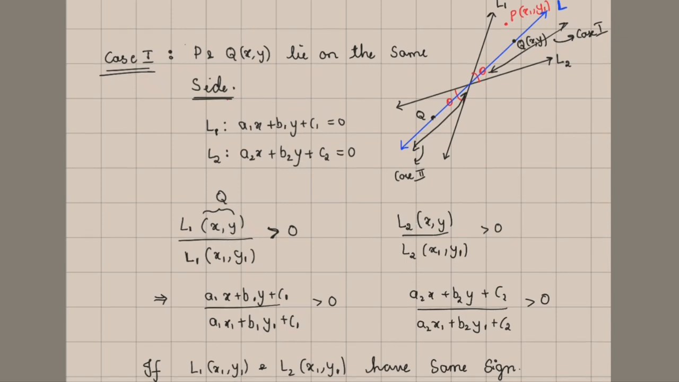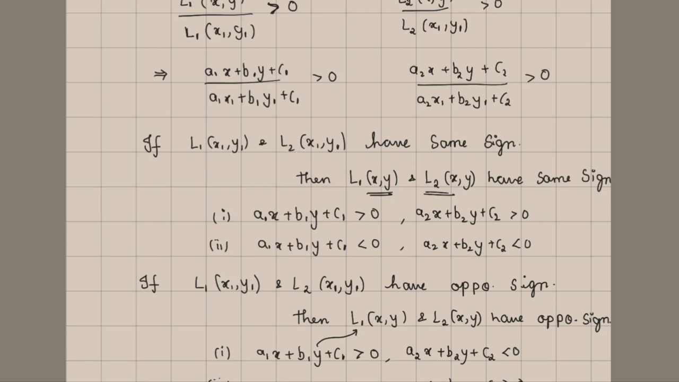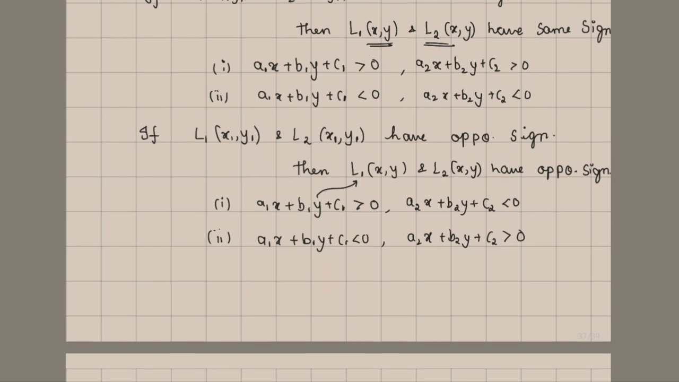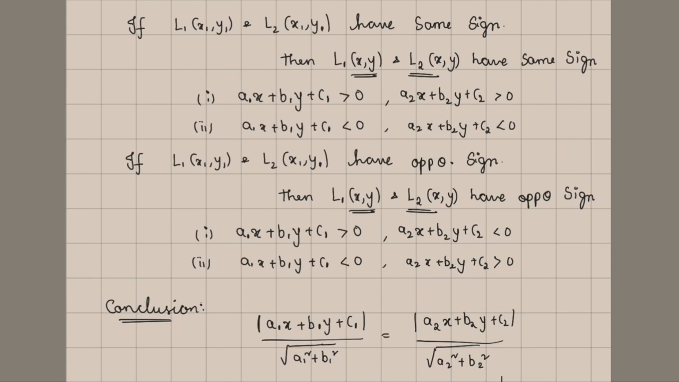Similarly for L2 also. If L1 and L2 of x1, y1 have the same sign, then L1 and L2 of x, y will also have the same sign. As these both have the same sign, both can be positive or both can be negative. Similarly, if they have opposite signs, one can be positive and one negative, or one negative and one positive. We got the 4 cases. Similarly, for case 2 also, we got the same cases.